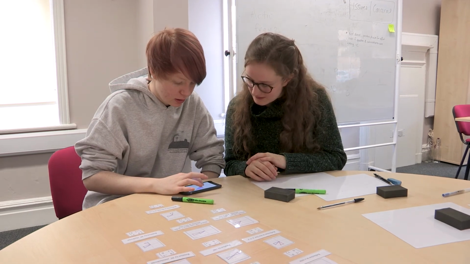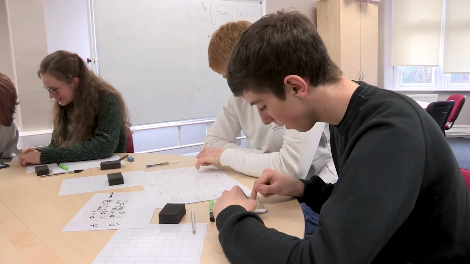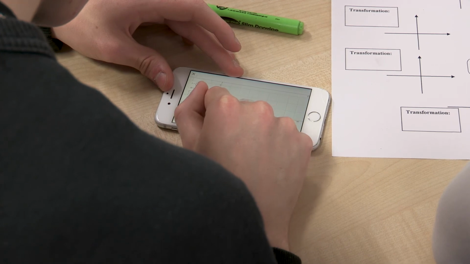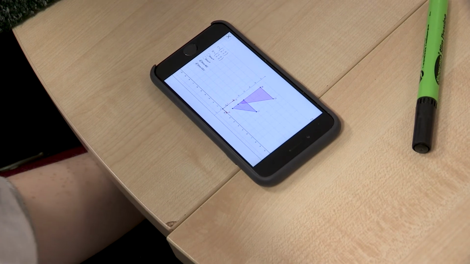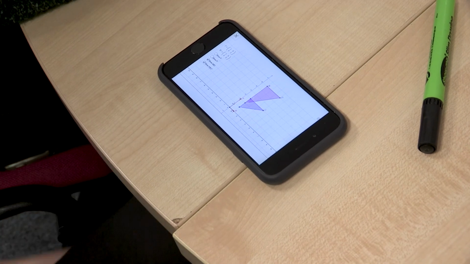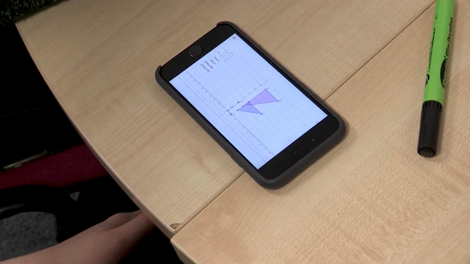Now for the students to explore these relationships further in their groups, they have access to the software. What are you hoping that is? That's a stretch, scale factor of 2 in the direction of the y-axis.